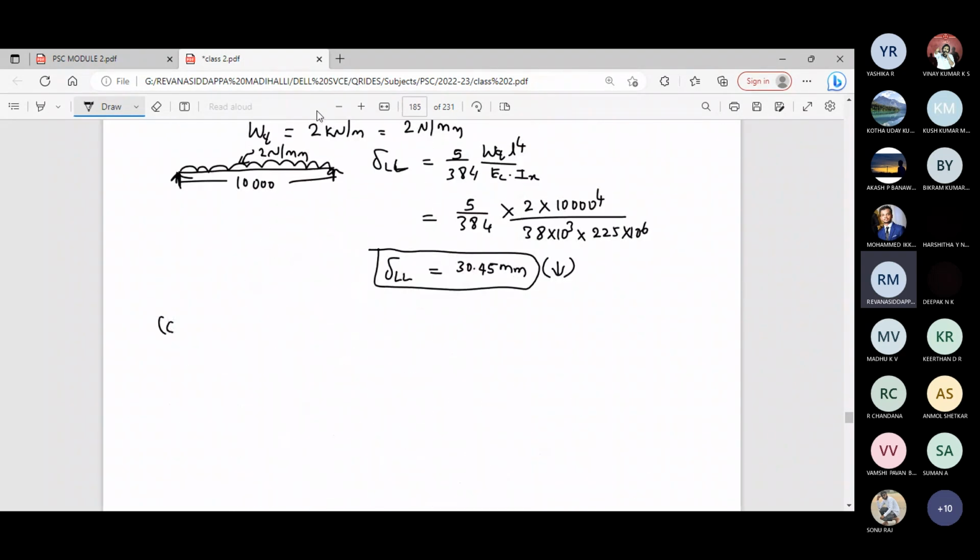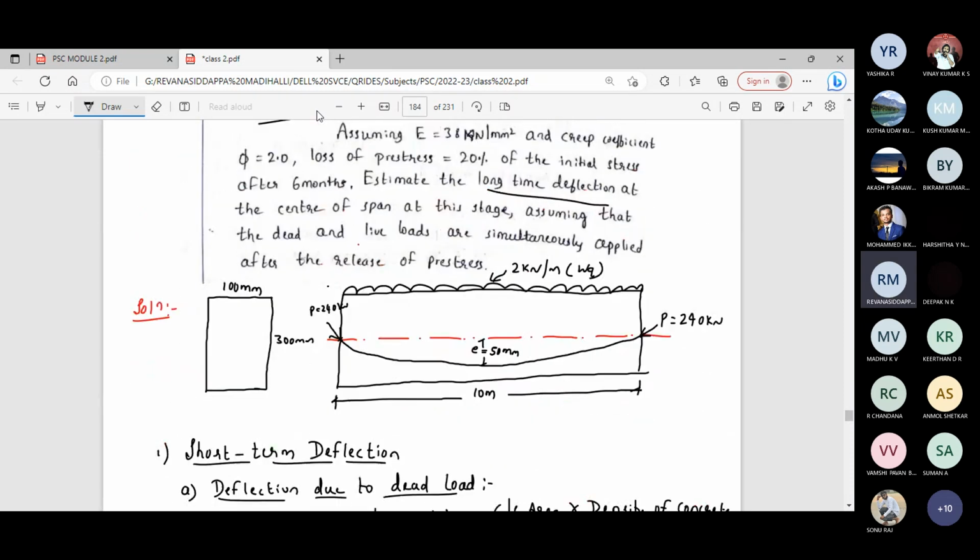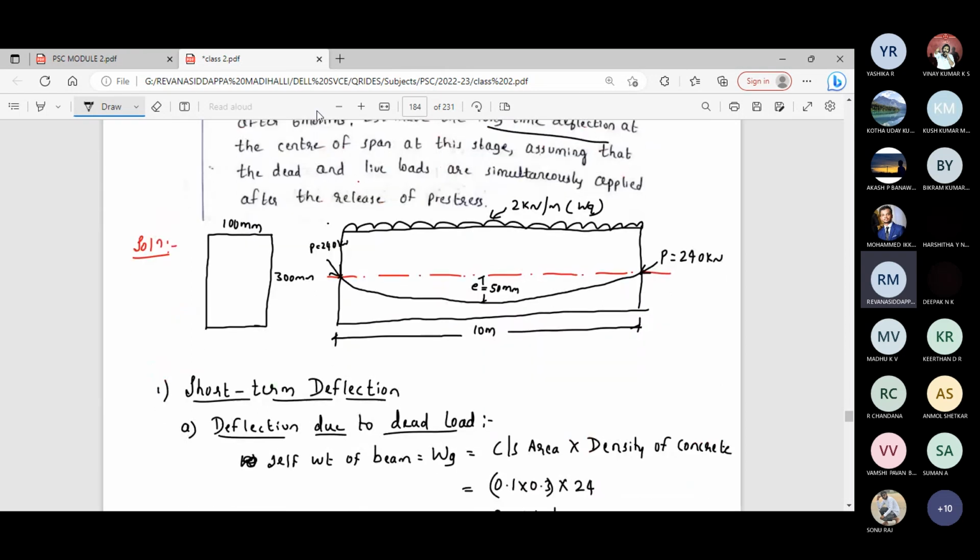The last one, deflection due to pre-stress. Deflection due to pre-stress or pre-stressing force. Just see the nature of the cable profile. It is parabolic in nature.